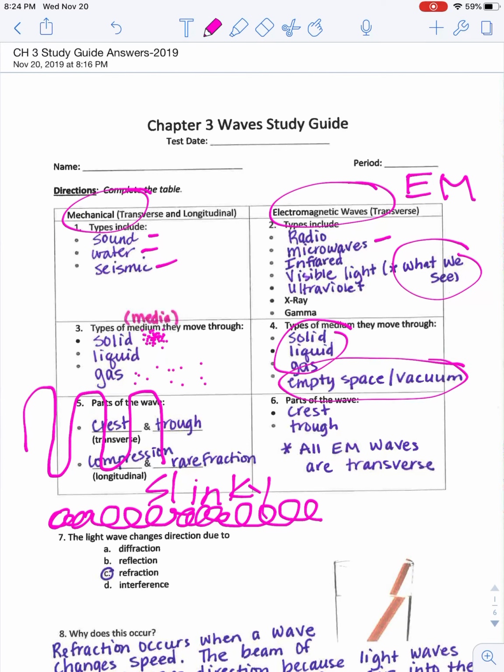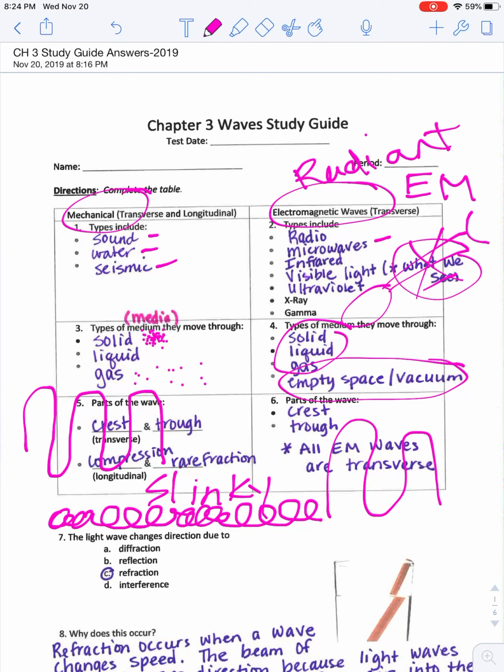If we think about it, electromagnetic waves are radiant energy. So they are going to come from the sun and travel to Earth through this empty space, this vacuum. Mechanical waves are unable to do that. So the parts of an EM wave, since it's a transverse wave, we're going to have crest, trough, crest, trough.